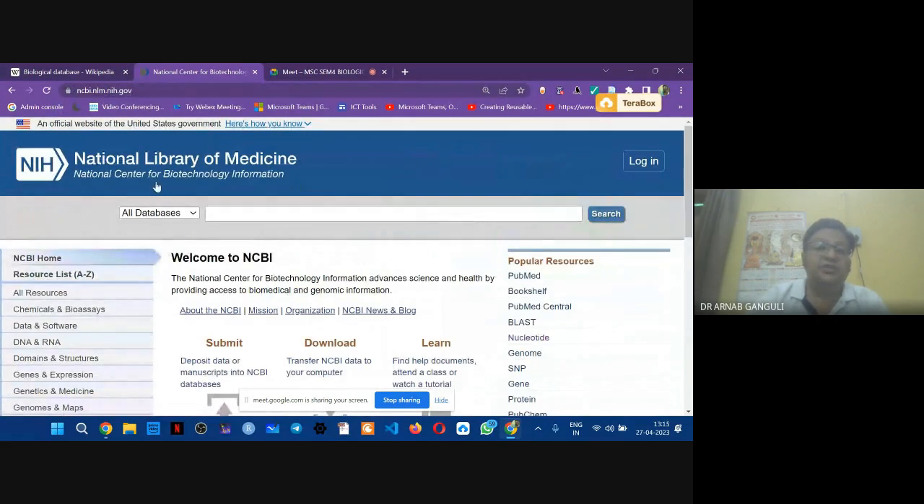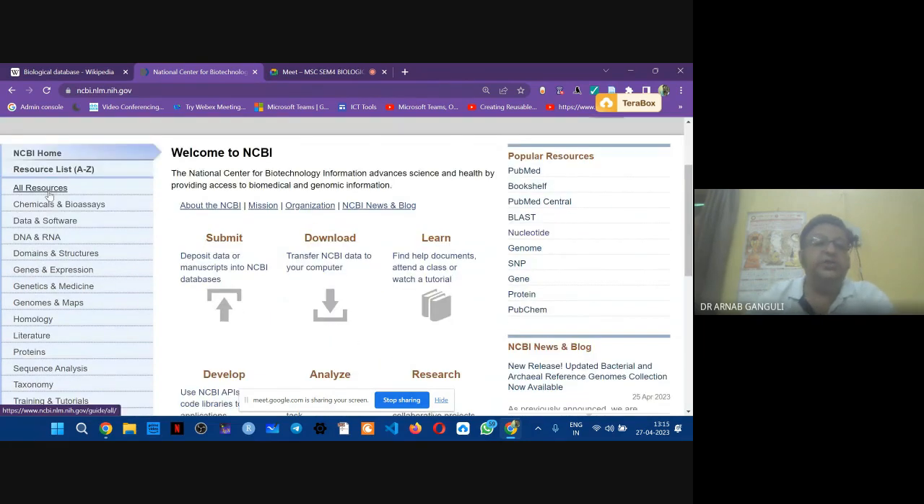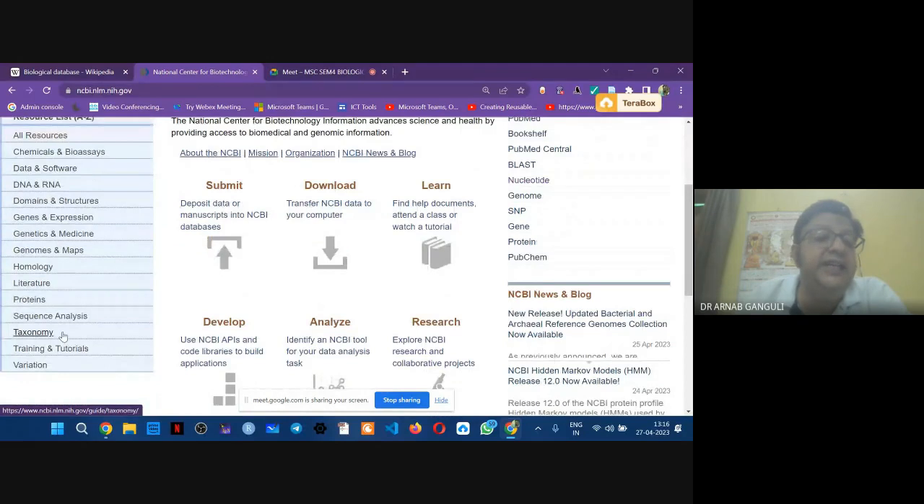ncbi.nlm.nih.gov. So this is the National Library of Medicine, National Center for Biotechnology Information. This is the NCBI homepage. You can see there are so many resources. You have chemicals and bioassays resources, DNA and RNA resources, domains and structures you can predict from here, genes and their expression you can find out, genetics, medicines, genomes and maps, homology, literature, protein, sequence analysis, taxonomy. There are different trainings and tutorials also present, as well as variations.